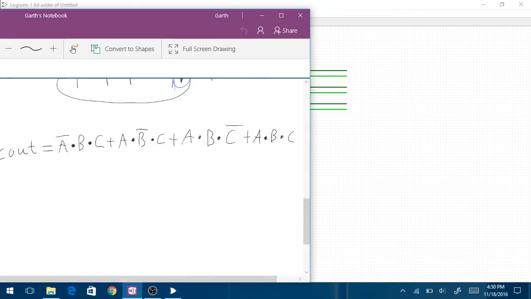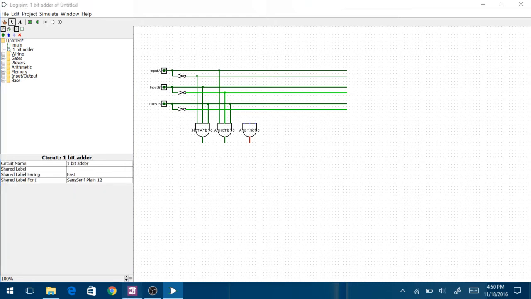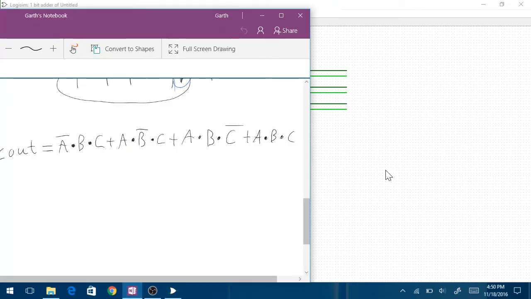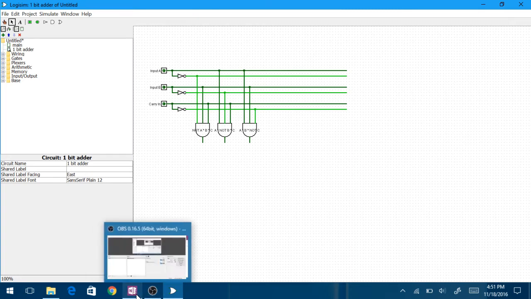I look back at our mathematical expression and ask, what was the third product? We have A times B times not C. So I change the label for that gate: A times B times not C. Yes, A times B times not C. So I extend the lines. I've got A times B times not C, and that product is done.